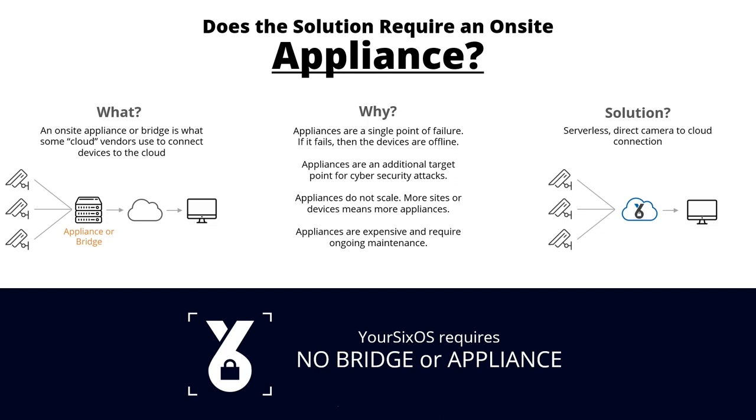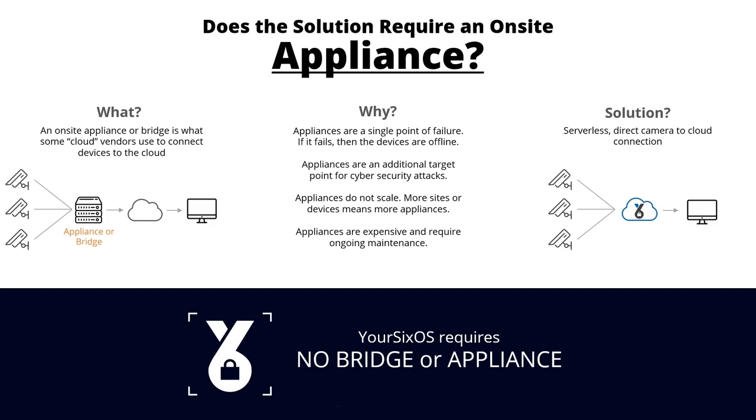First, appliances are a single point of failure. As you can see, if that appliance right there in that diagram fails, then all of those devices are offline. Second, appliances are an additional target point for cybersecurity attacks. Third, appliances simply do not scale. As you grow and add more sites, or just simply want to add another device or two, then you must add more appliances. Lastly, appliances are expensive. Thousands of dollars. They also require ongoing maintenance costs.